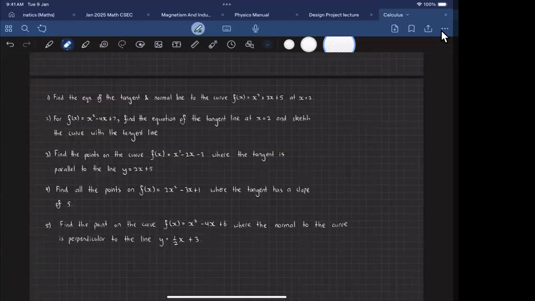Right, so Aliyah, in question 2, they're saying for f of x is equal to x squared minus 4x plus 7, find the equation of the tangent line at x is equal to 2 and sketch the curve for the tangent line. Okay, I give you 5 minutes for that. Take 5 minutes and do that.